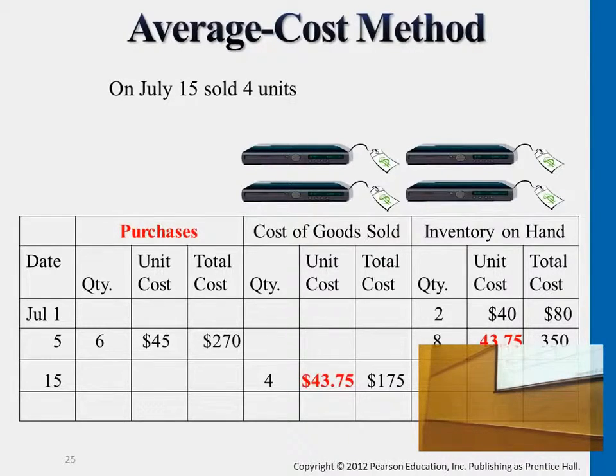So after the selling transactions, ending inventory, the same thing. We use this red number here times 4 units because you sold out 4 and you still have 4 left. But both of them will be using the average cost that you calculated to assign the cost to cost of goods sold and inventory.